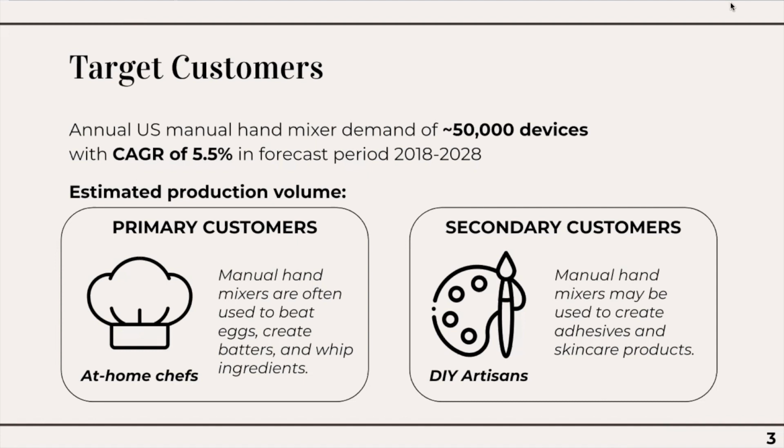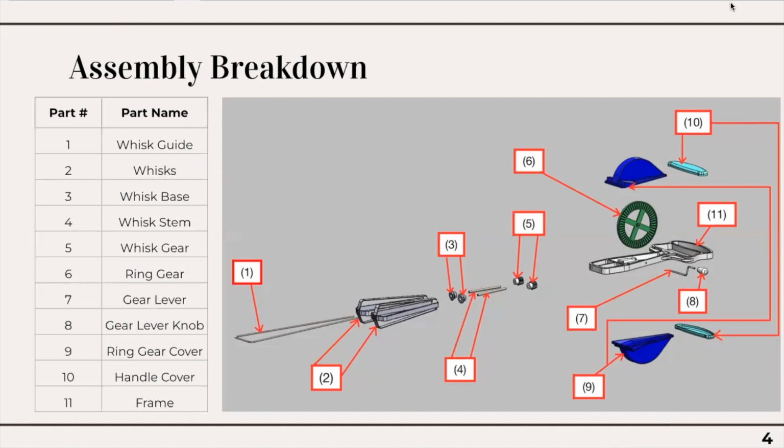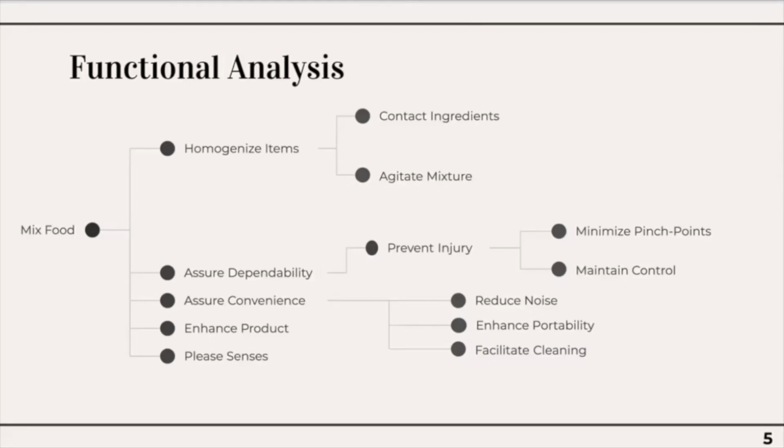Taking a look at the Amazon analytics, we found that the annual US manual hand mixer demand is about 50,000 devices, with a CAGR of 5.5% in forecast period 2018 to 2028. We assume that consumers of this product are mostly at-home chefs or DIY artisans. Blowing up our assembly, we can see that our product consists of 11 parts, and we will refer to them by name in this convention.